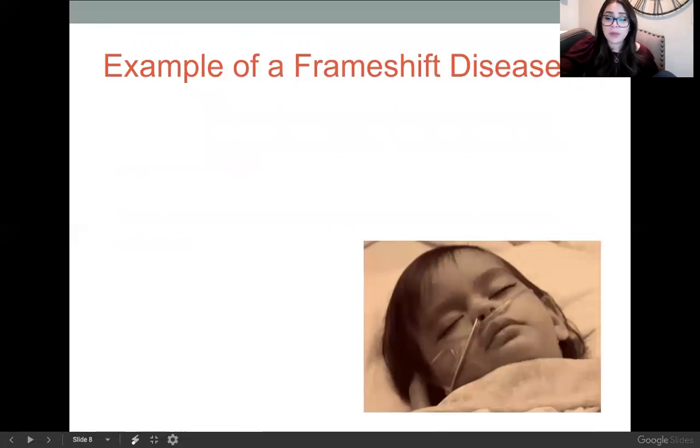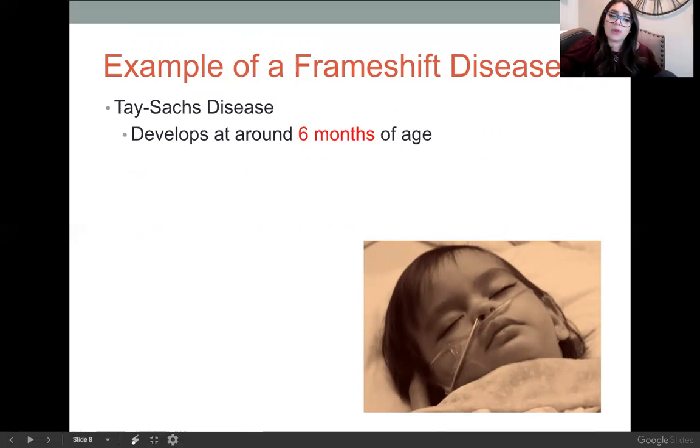An example of a frame shift disease is going to be Tay-Sachs. Tay-Sachs is going to start to develop symptoms around 6 months of age.